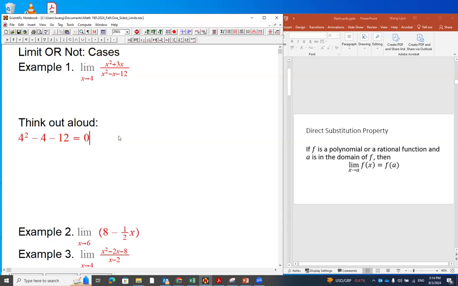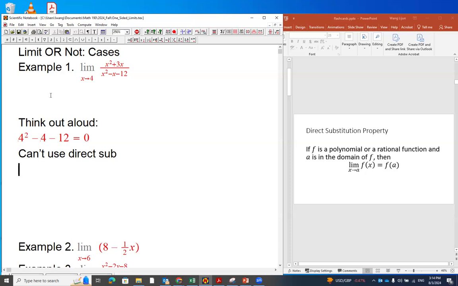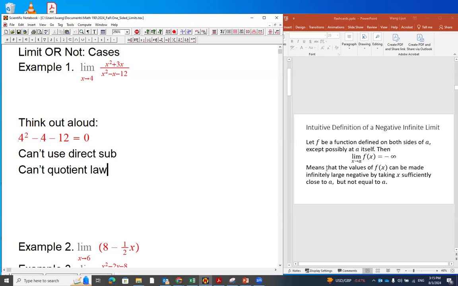So this tells us that we cannot use direct substitution, nor can we use the quotient law. We cannot use the quotient law either. There's a quotient law.